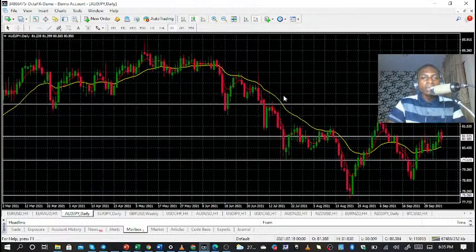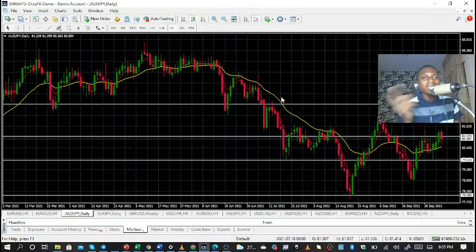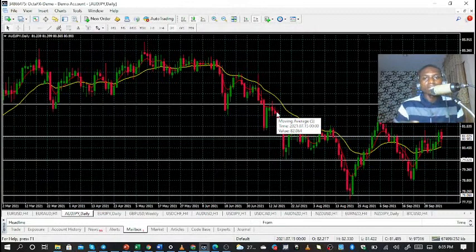The 21-day moving average, which is the yellow one, tracks the movement of price from the last 21 days, right? While the red line, which is the 5-day moving average, tracks the movement of price from the past 5 days, right?